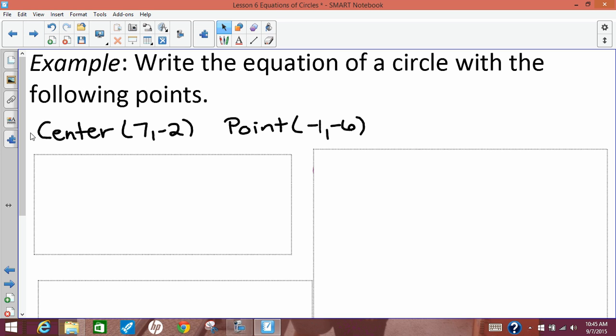So here's the example I wanted you to try. I was trying to find it earlier. I forgot where I put it. Here it is. So you can use that summary I just did, plus your example, pause the video, use the center and point to find the equation of a circle.